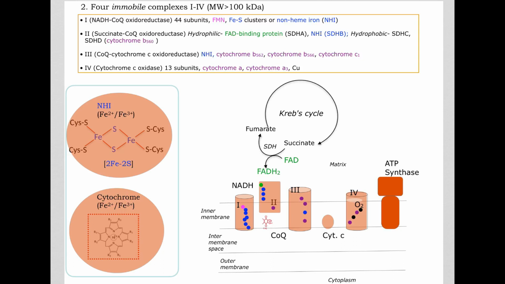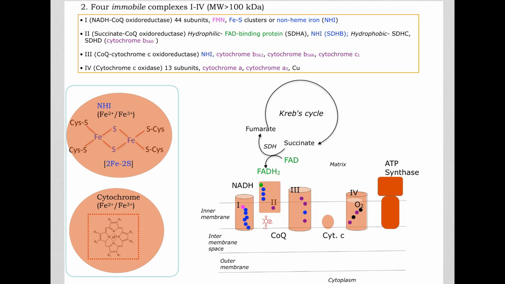The electron transport chain has 4 very huge complexes, which are practically immobile. They cannot move in the inner mitochondrial membrane. These are very large complexes, the molecular weight much higher than 100,000 kilodaltons. So these 4 complexes include complex 1, also called the NADH coenzyme Q oxidoreductase. So this is complex 1.